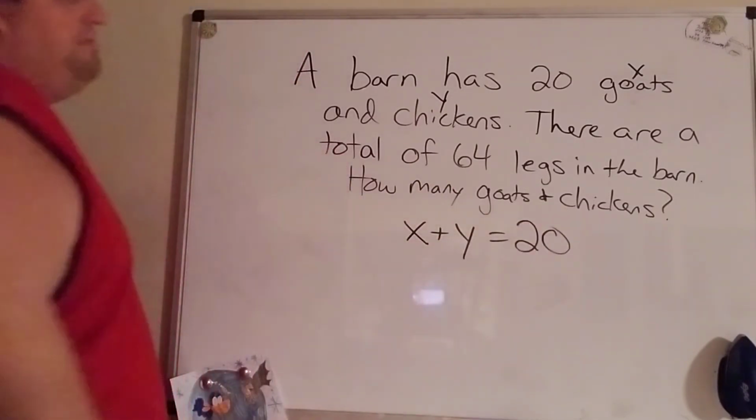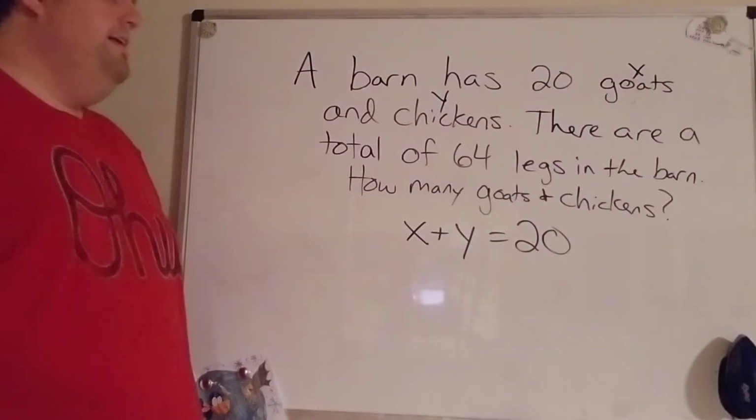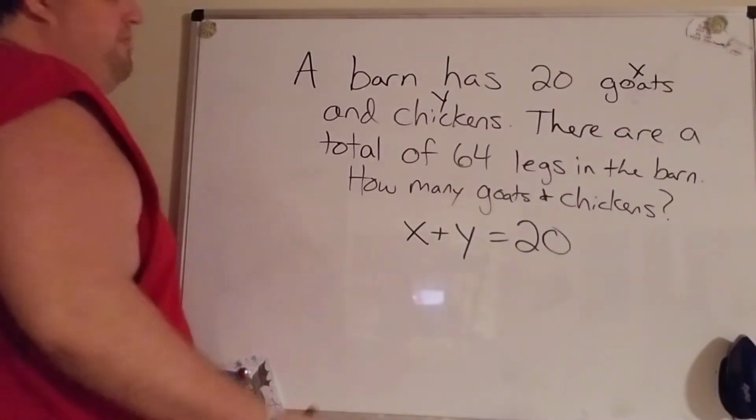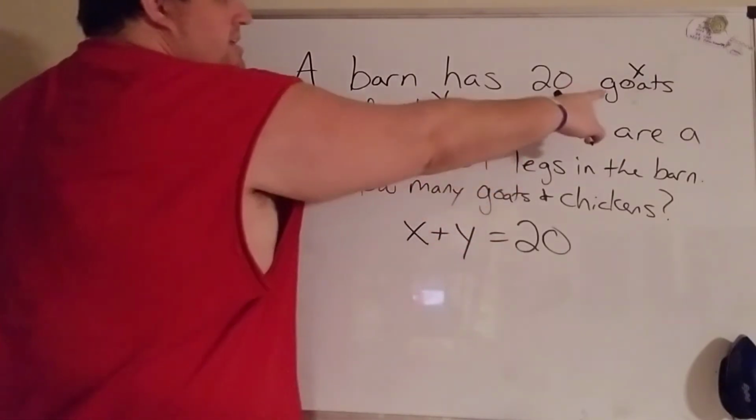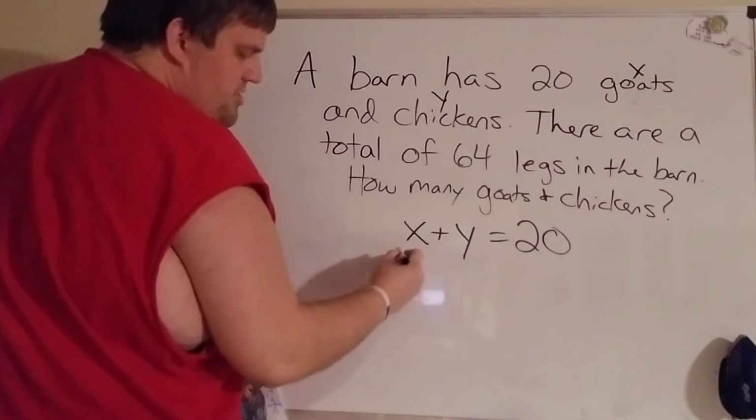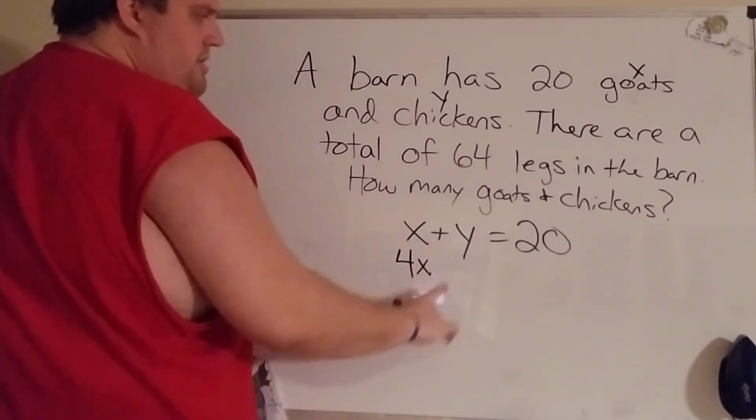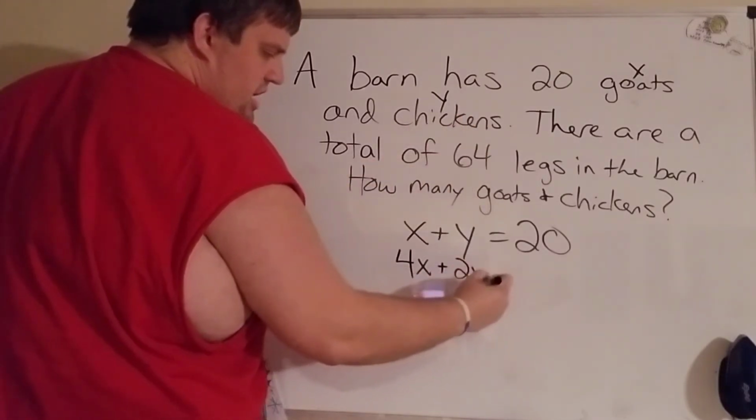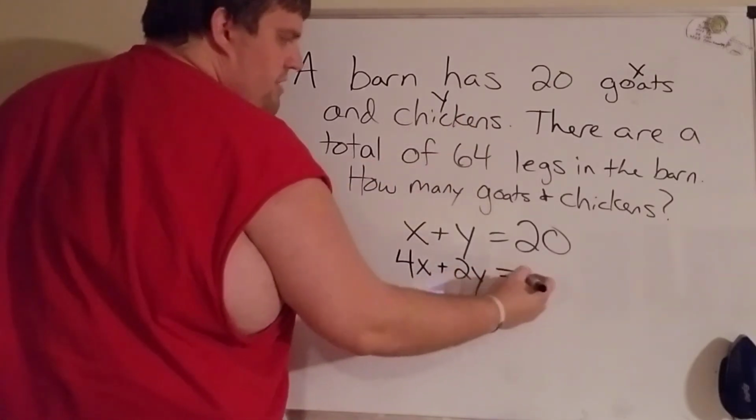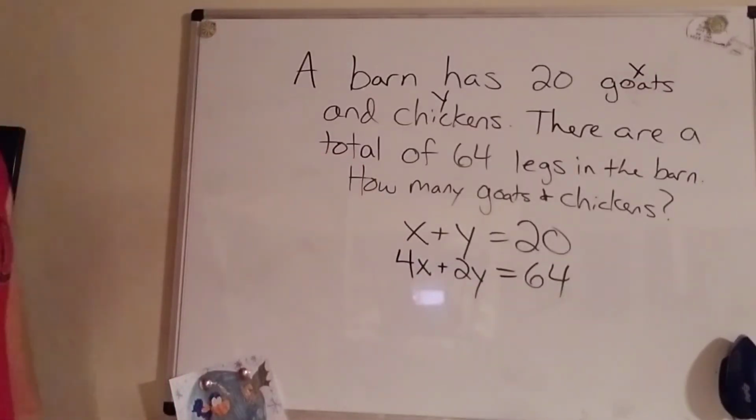So the first equation I'm going to write is x plus y equals 20. Then I know that there's 64 legs. So this part's a little bit trickier. But how many legs do goats have? They have 4, so we're going to go 4x. 4 legs per goat. Chickens have 2 legs per chicken. And we know that that means that there are going to be 64 total legs.